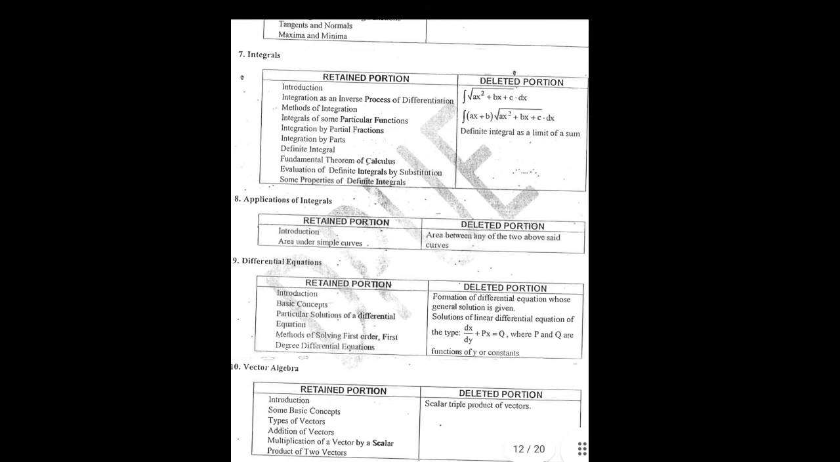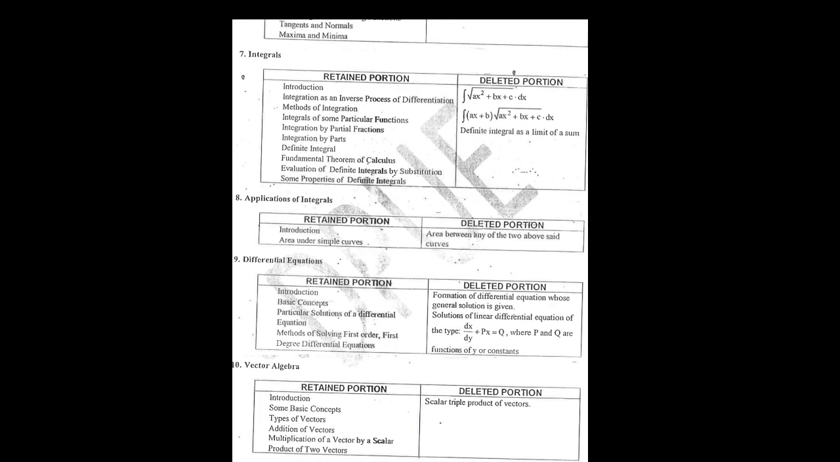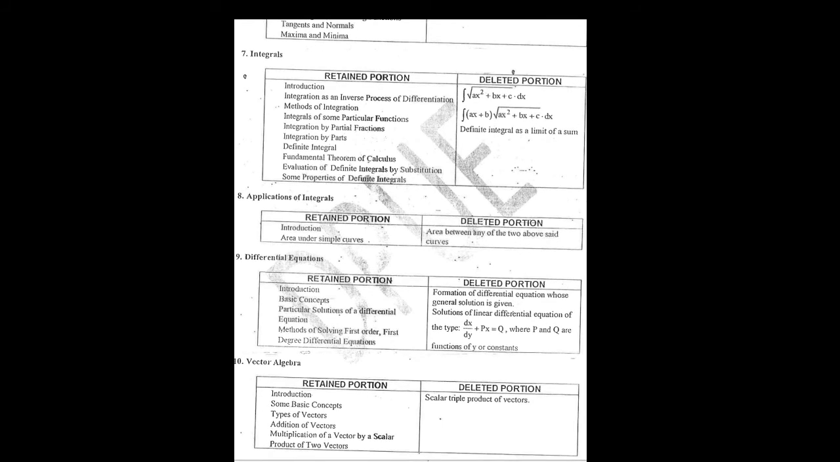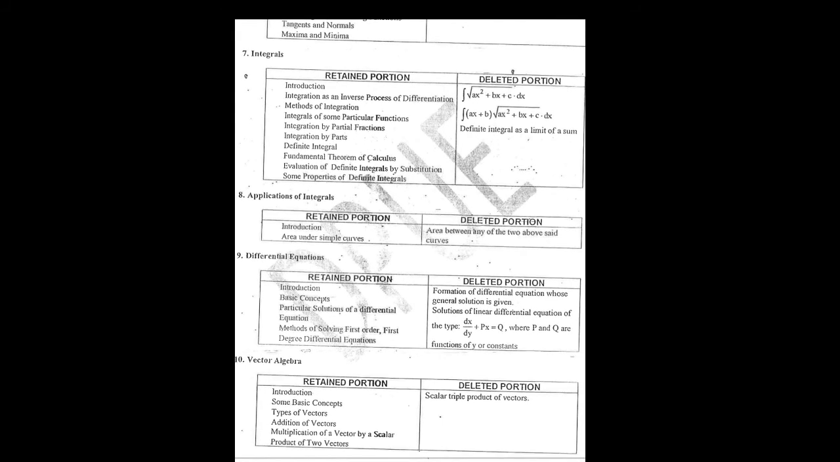Then coming to differential equations, very important area, formation of differential equation related is deleted. And also in linear differential equation, the second type dx by dy plus px is equal to q model is deleted. So you need to prepare only the dy by dx plus px is equal to q related model. So coming to next, vector algebra, scalar triple product is deleted. So the three vectors combination, each and every question, you need not prepare.